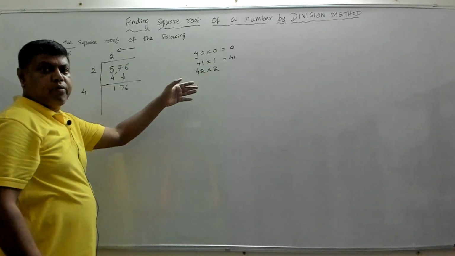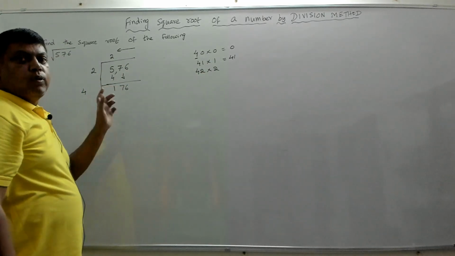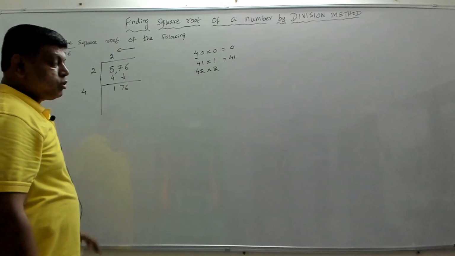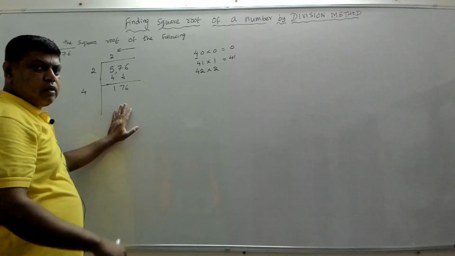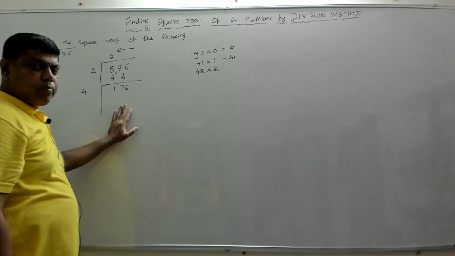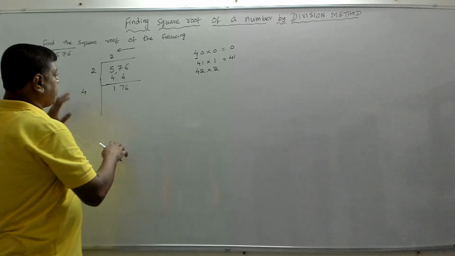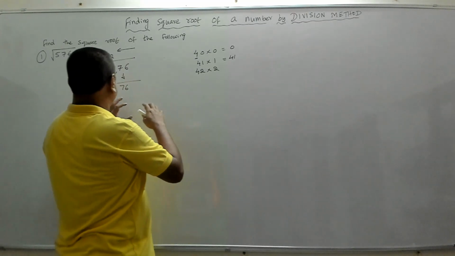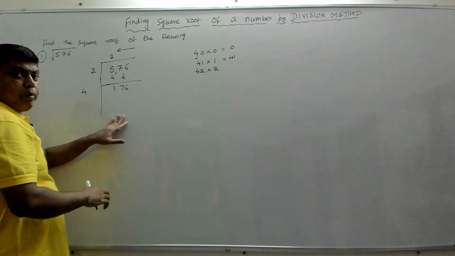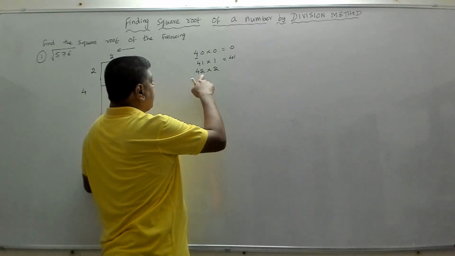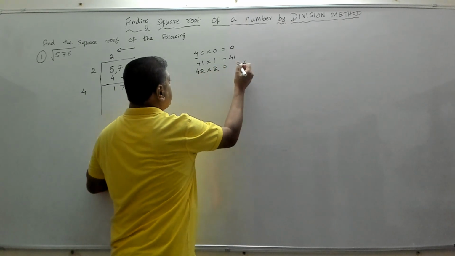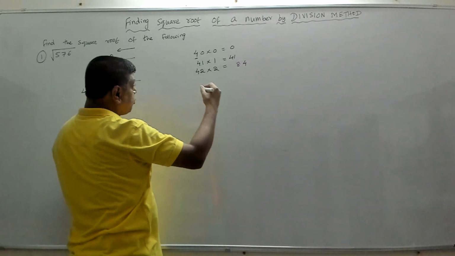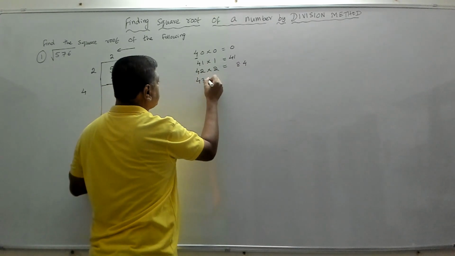So we should keep trying numbers till we get 176. This is a perfect square, which means we will get a perfect answer. It's not necessary that all numbers will be a perfect square of some number. But here the remainder will become 0. So now we'll try 42 into 2. What is 42 into 2? 2 2s are 4, 2 4s are 8, 84. But this is 176. Next we should go to the next number, which is 43 into 3.